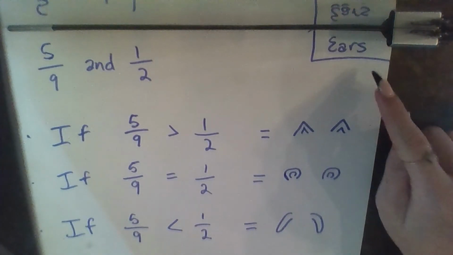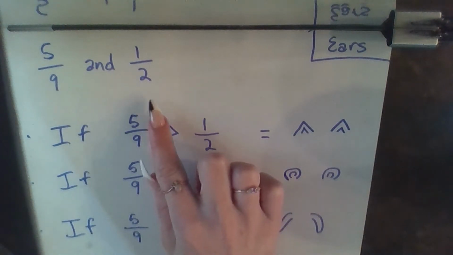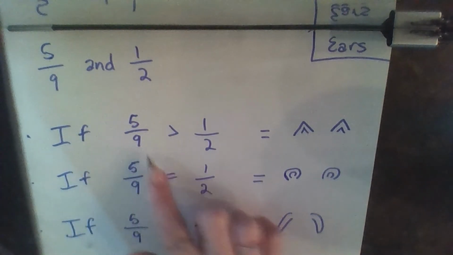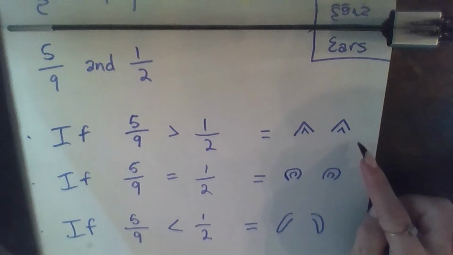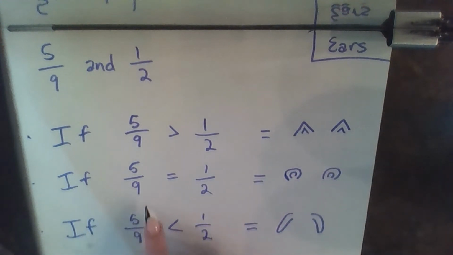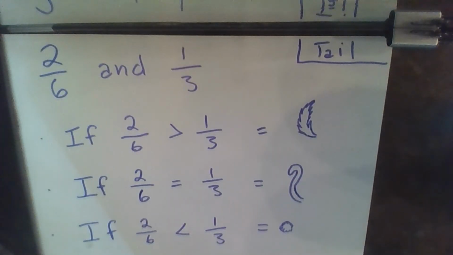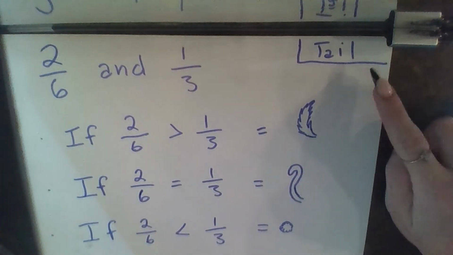The fractions that we have are 5/9 and 1/2. If you think that 5/9 is greater than 1/2, then draw triangle-shaped ears for your monster. If you think that 5/9 is equal to 1/2, then draw round ears for your monster. And if you think that 5/9 is less than 1/2, then give your monster some floppy ears. Let's move on to give our monster a tail now.